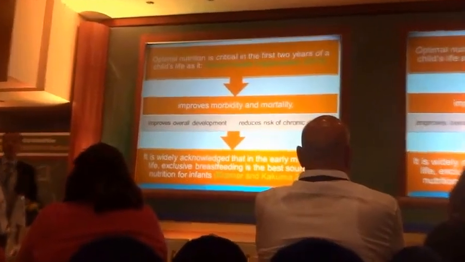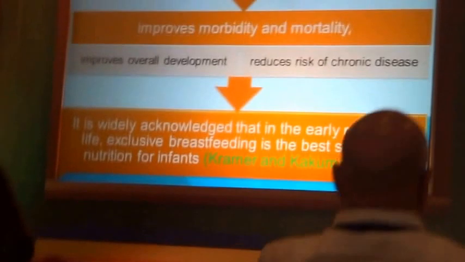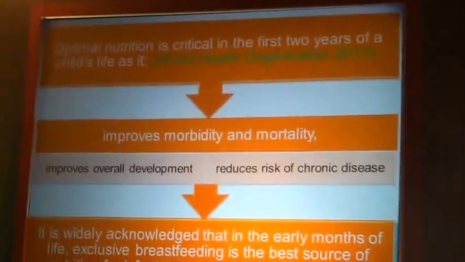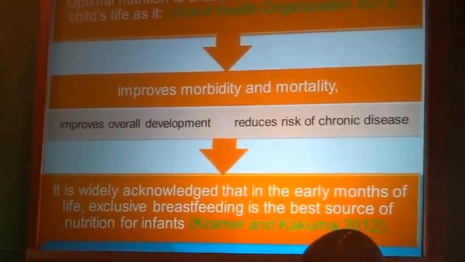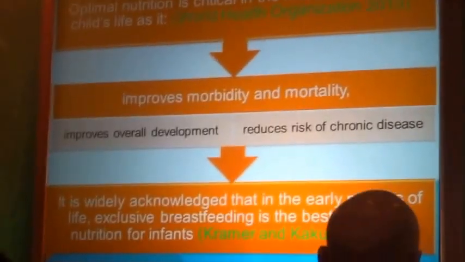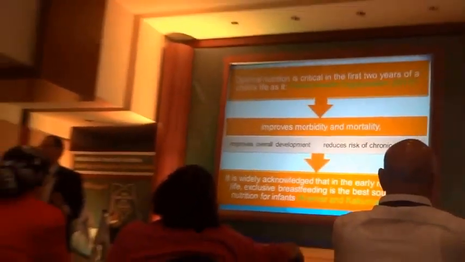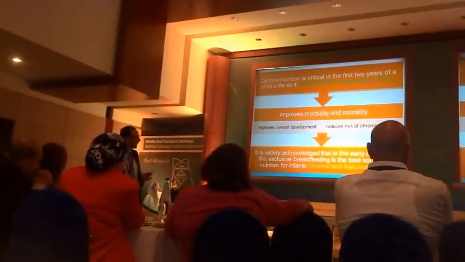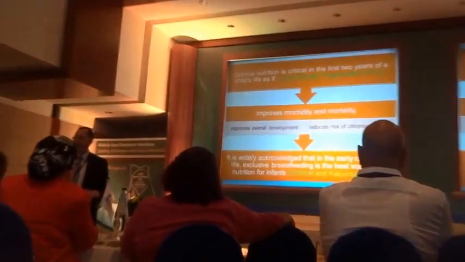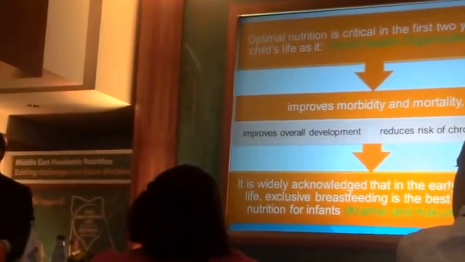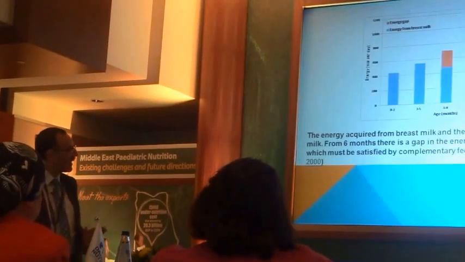So, optimal nutrition is crucial for infant growth. It improves the morbidity and the mortality, for sure. It improves overall development. It reduces the risk for chronic illnesses, and much literature can confirm these 3 facts. So, early month exclusive breastfeeding will be the best to apply all these advantages.